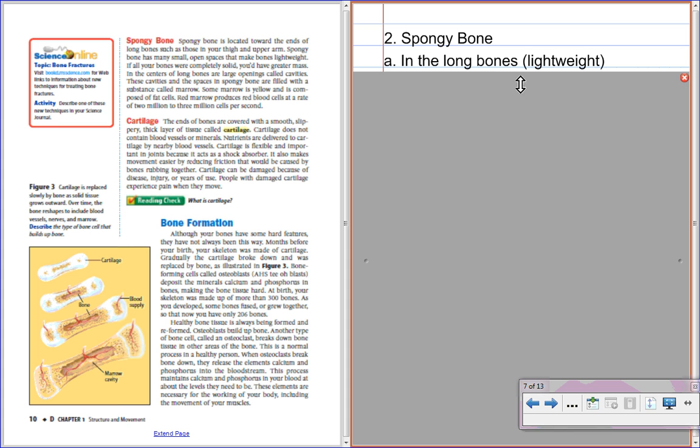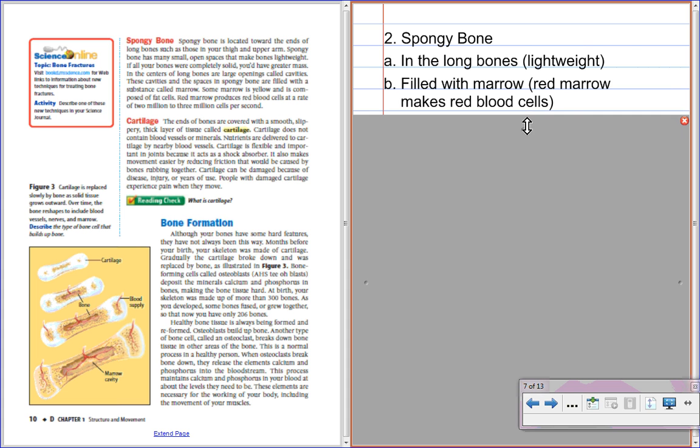All right, in the long bones, to help keep the bones lightweight, filled with marrow. The red marrow makes red blood cells at an amazing rate.